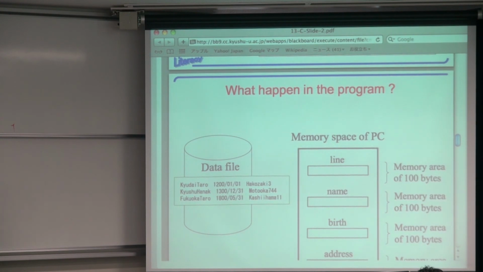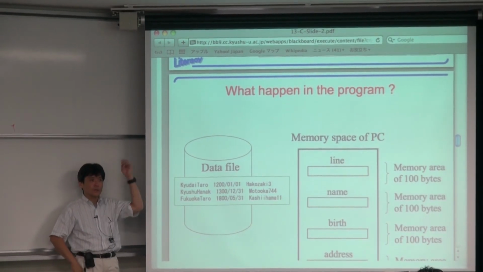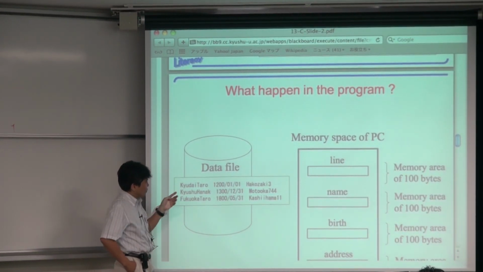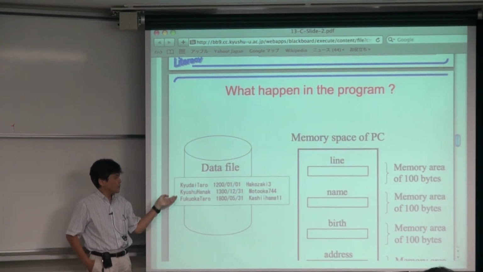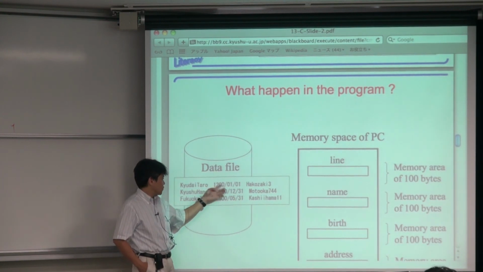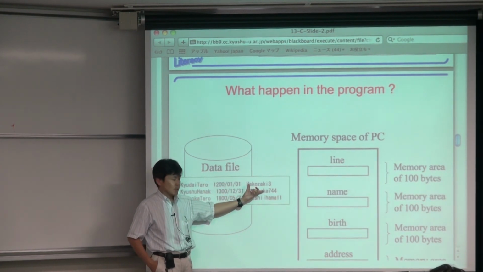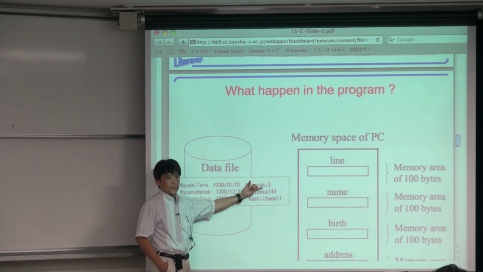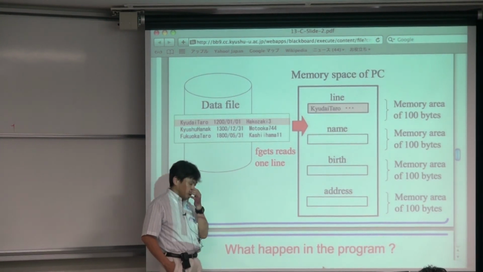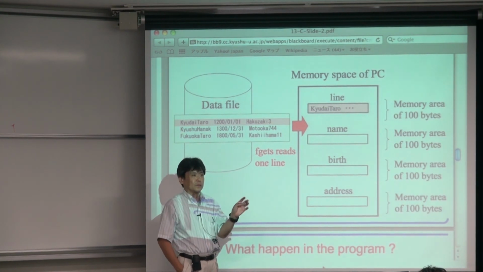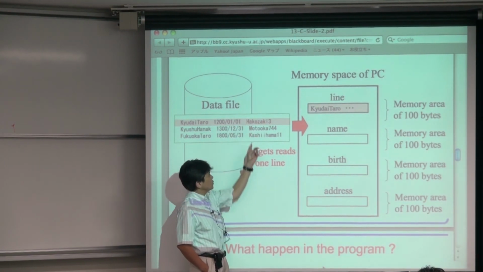So this should explain what happened in the previous program. As I explained before, before executing this program, you have to prepare the text data like this. The contents are shown here. There are 3 lines, and each line has 3 strings: name, birthday and address. Okay. So first, if you can safely open the corresponding file, after that you can read one line using the fgets function.